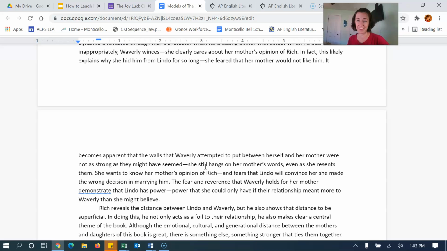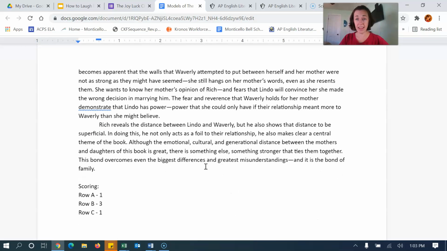That is really good. I do love the evidence and commentary here because he's pointing out that there's a good side of this distance. It reveals just how connected Waverly is to her mom. And then the conclusion, he set himself up so well for a good conclusion. Rich reveals the distance between Lindo and Waverly, but he also shows that distance to be superficial. The moment where she finds out that her mom always knew that they were engaged, that would be a great piece of evidence right here.